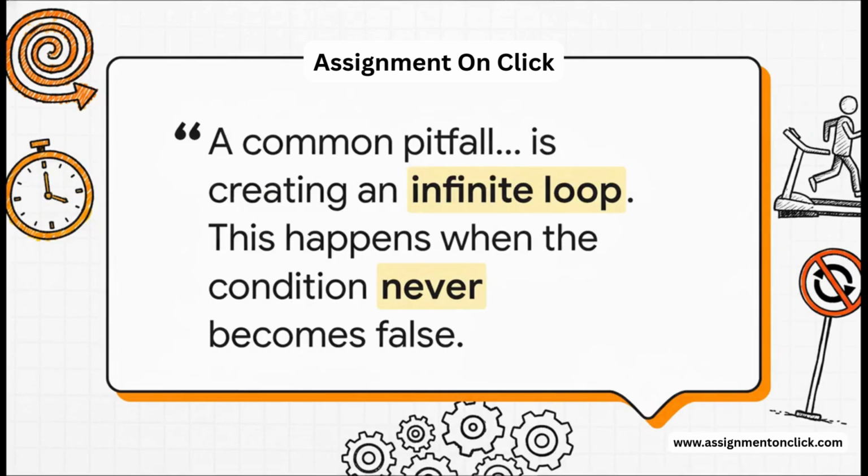And this brings us to a super important warning, a classic pitfall. Think about that last example. What happens if you forget that little i plus 1 line? Well, i would just stay at 0 forever. The condition, i less than 5, would always be true, and your loop would run forever. That, my friends, is an infinite loop. It's a classic bug, and it's why you have to make sure your loop's condition can eventually become false.